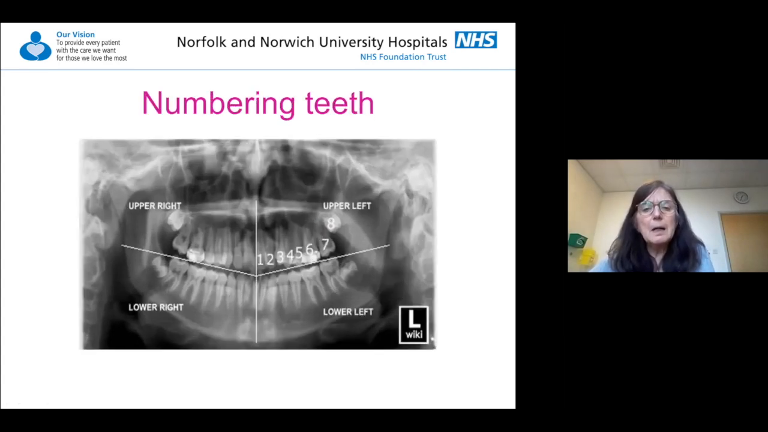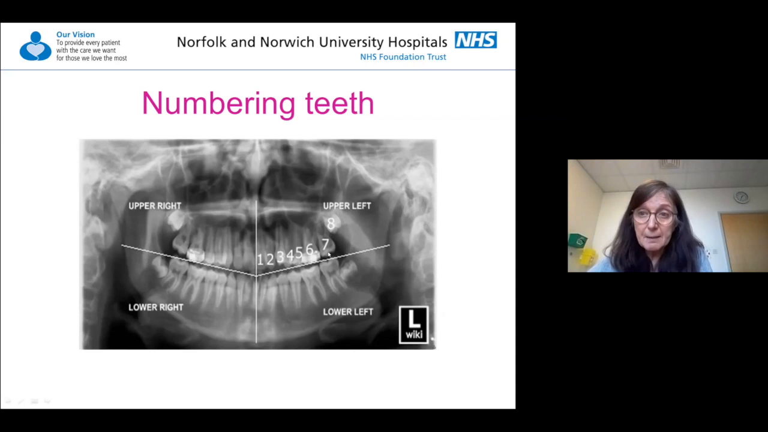Now, it's used a lot by dentists, and dentists number teeth. We number teeth because we can pass information across to each other really readily. And we number them in all 4 quadrants. So 1 and 2 are the incisors, the central and the lateral incisor. 3 is the canine. 4 and 5 are the premolars. 6, 7, and 8 are the molar teeth, with 8 being the wisdom teeth.